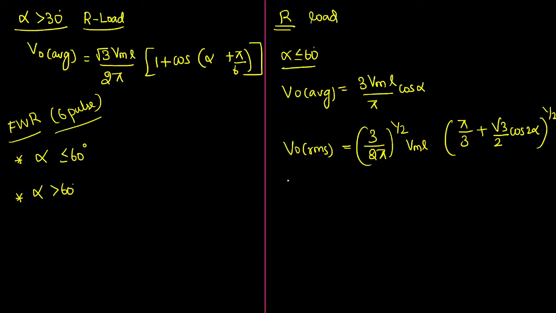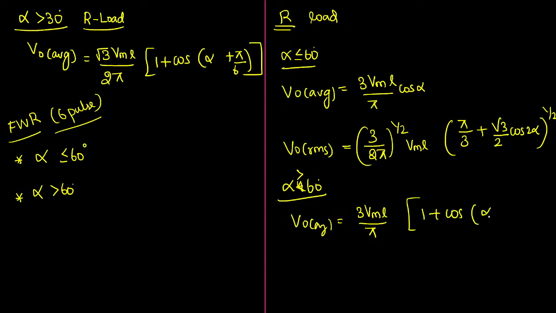Okay sir, fine. When the value of alpha goes greater than 60 degree, what can be the expected V naught average formula? So V naught average can be written as 3 times the maximum line voltage by pi, in bracket 1 plus cosine of alpha plus pi by 3. There we had put pi by 6, right? Here it is pi by 3. Alpha plus pi by 3. So this is the formula to calculate the value of V naught average.